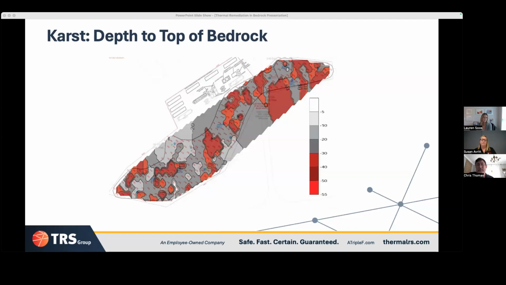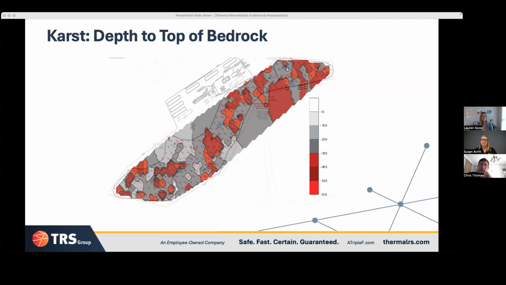You've got DNAPL that's pooled near that interface and in that weathered zone, and maybe even a couple of those fractures on top. And again, this strategy is developed in conjunction with the consultant that's done the investigation.